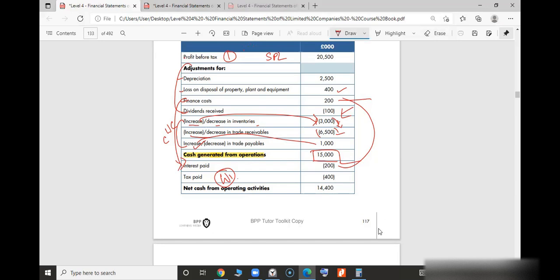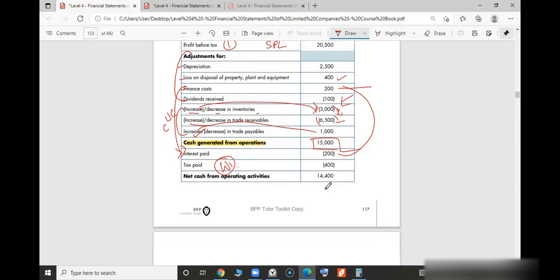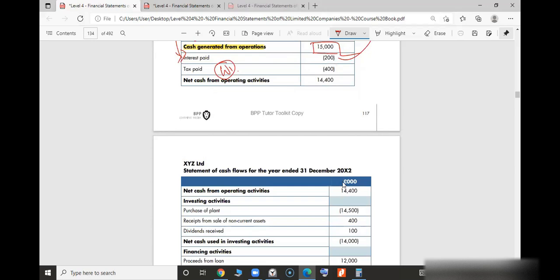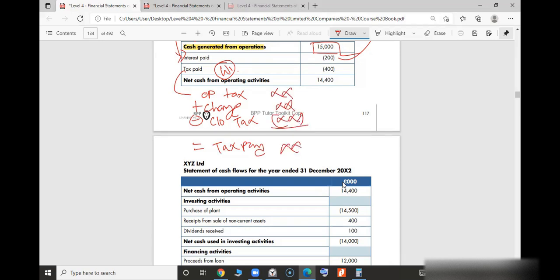Yeah, the first working you need to do is tax paid. Please do remember, write down a formula, proforma, a formula for tax paid. Opening tax plus charge for the year less closing tax equals tax paid. For any figure could be. Make sense? Opening tax plus charge for the year less closing tax, you get tax paid.